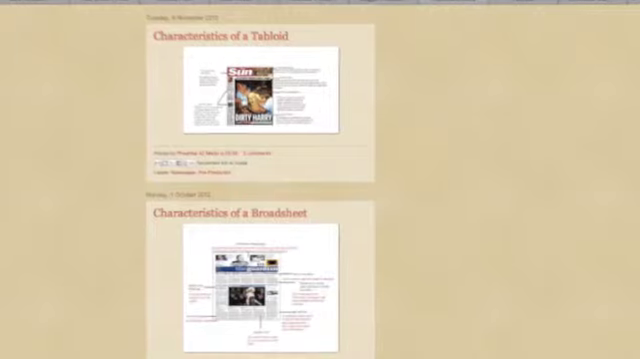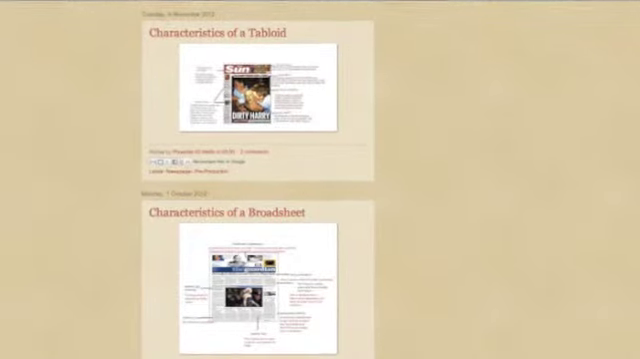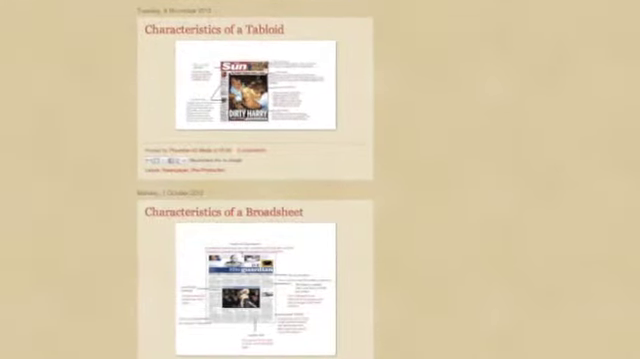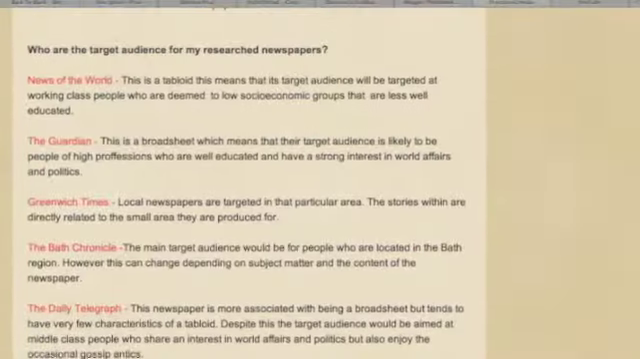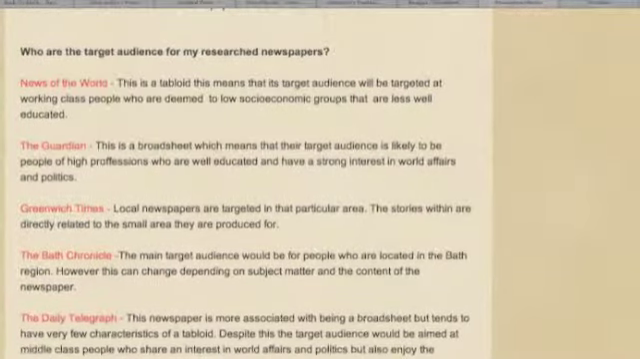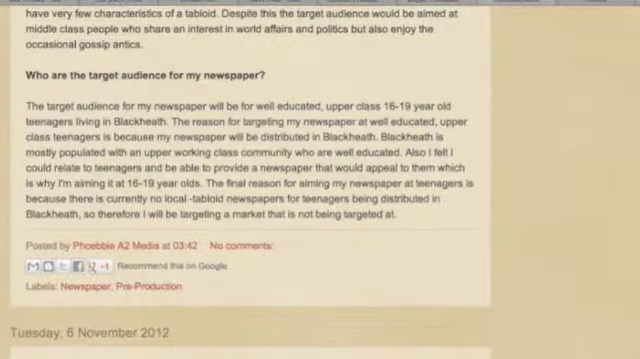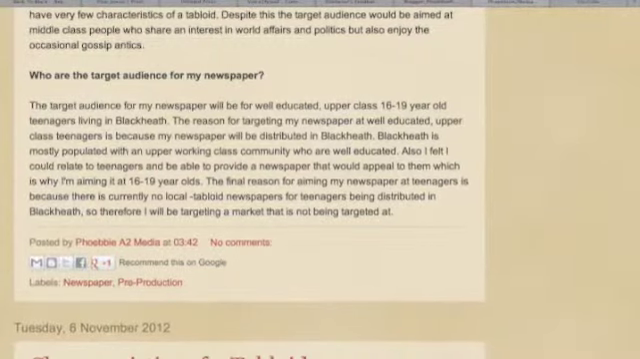I chose to do this as a way of understanding the forms and conventions of broadsheets and tabloids. It also helped me to see the differences in both newspapers. I then researched the target audiences of other newspapers, and because of this research, I was able to identify who my target audience would be.